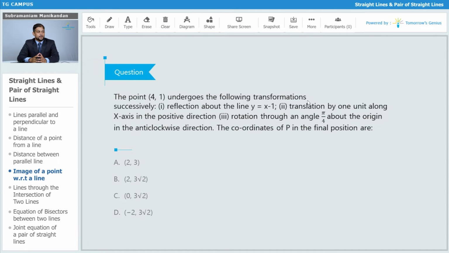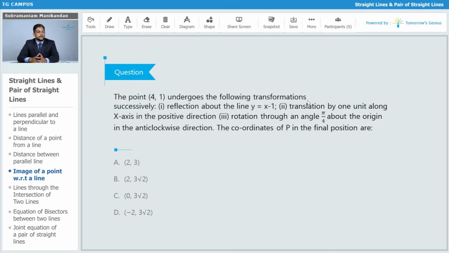The point 4,1 undergoes the following transformations successively. Successively meaning one after the other. Reflection about the line y equals x minus 1, and then translation by 1 unit along x-axis in the positive direction, and then rotation through an angle pi by 4 about the origin in the anticlockwise direction. The coordinates of P in the final position, that is after all three transformations are completed, is which of the following?